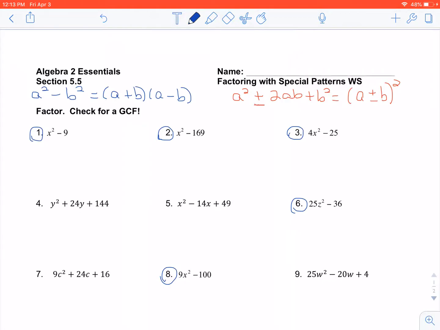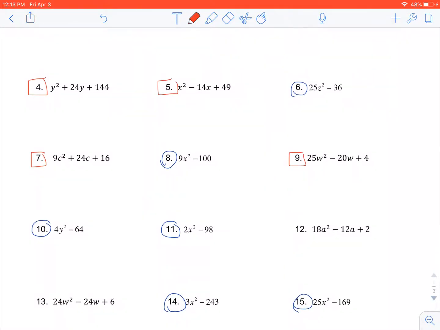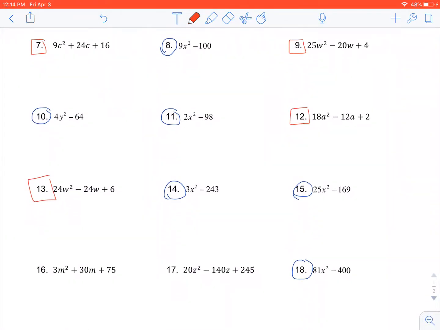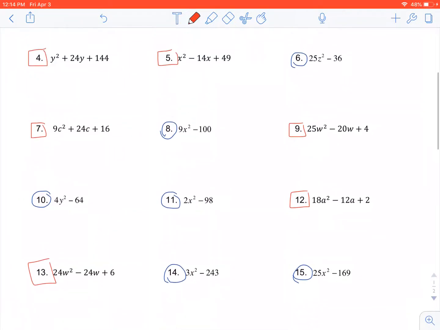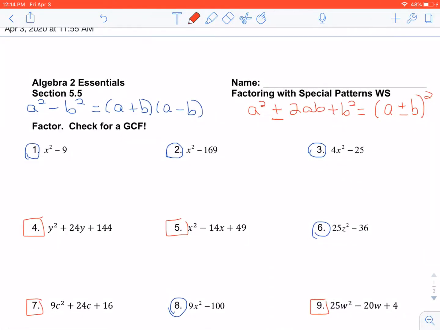So that means the rest, I'll put a little box around them, are trinomials, and they factor with the trinomial pattern at the top of my page on the right. So these are trinomials. So there's two different ways to factor with special patterns, and you have to decide which way you use based off of the number of terms in your problem.